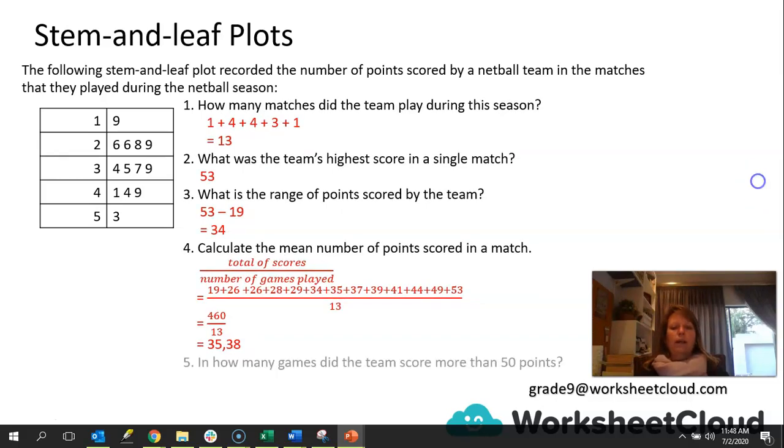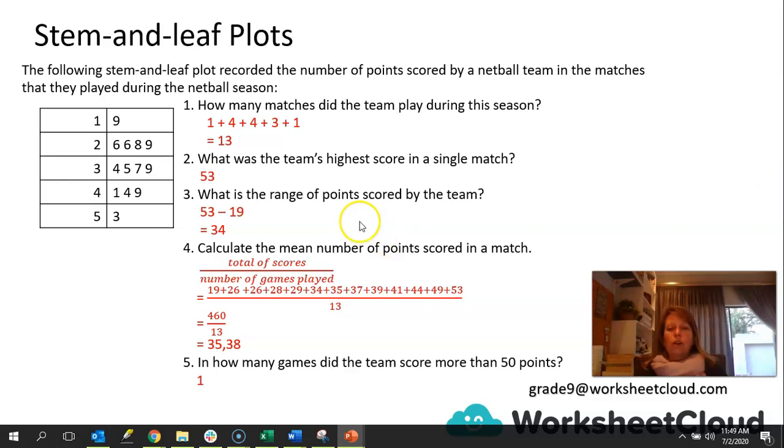Okay, and then the last question, in how many games did the team score more than 50 points? Well, there's only one here. If there were 3, it would be 3 games, but there's only one on this side of your stem leaf plot, and so it is 1 game.